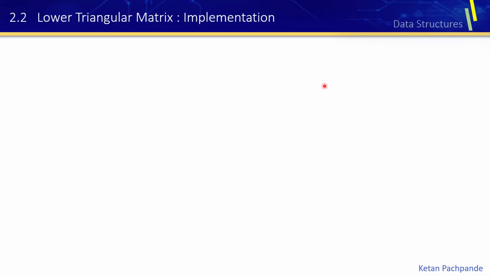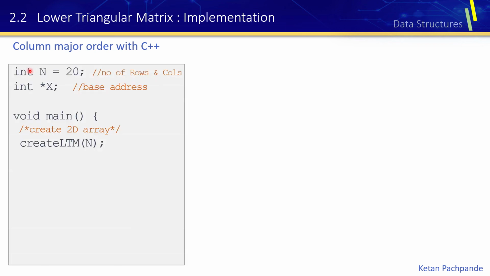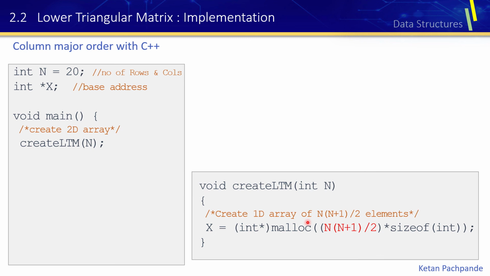Okay, so let's look at the implementation of low triangular matrix now using the column major order. It's very similar to the row major order, but just the formula will change. So let me again take the same program here, n is equal to 20, number of rows and columns in the low triangular matrix, and the base address star x. So create low triangular matrix, similar function I have taken. There is no change in the create low triangular matrix function. Why? Because it's just an allocation of these many total elements for the low triangular matrix.